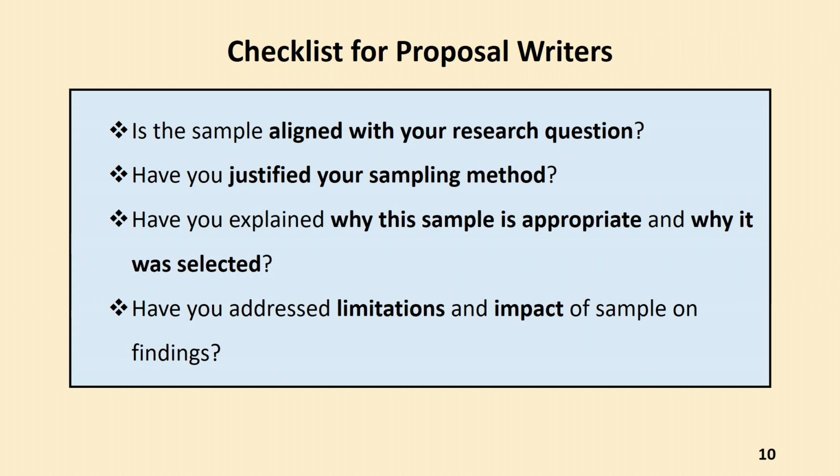Next is, have you addressed limitations and impact of sample on findings? A very important component to be checked while you write your sampling in a proposal. Have you addressed the limitation and impact of sample on findings? There may be cases where the samples you have selected may have certain limitations and impact over findings. So look into these aspects and prepare your research proposal.